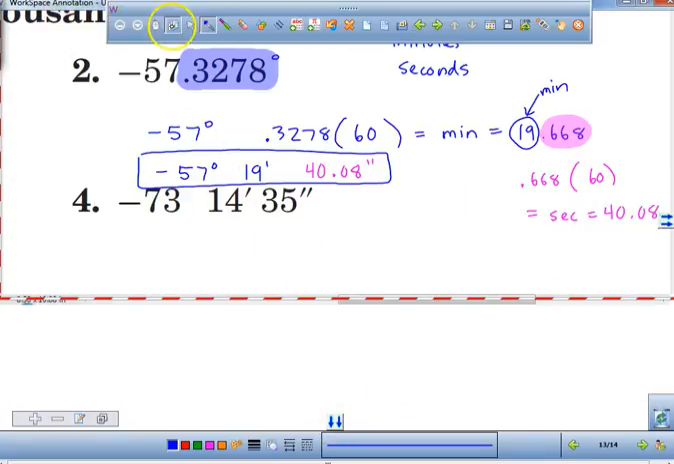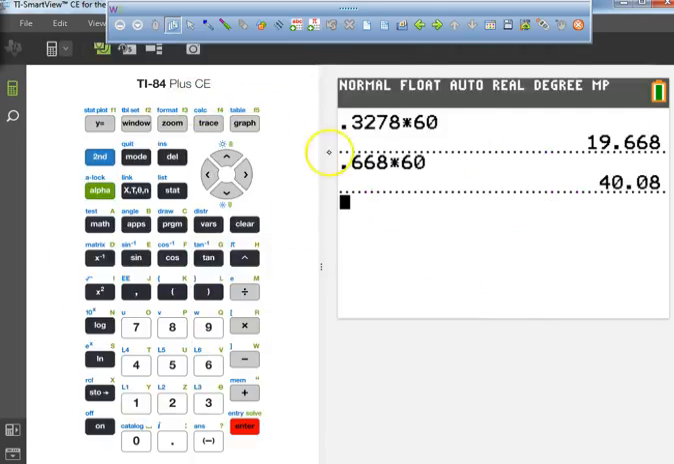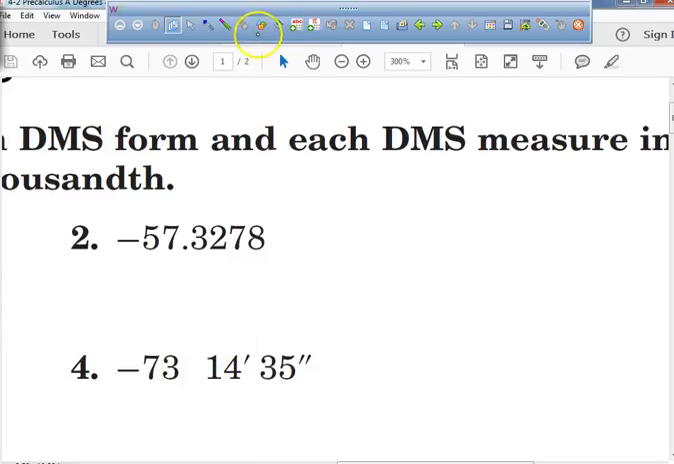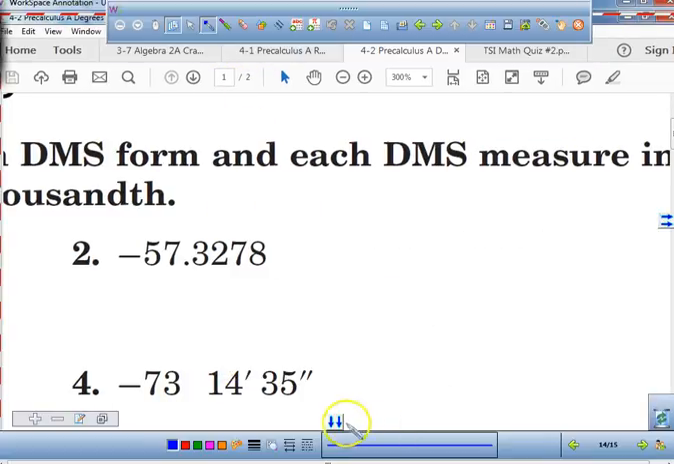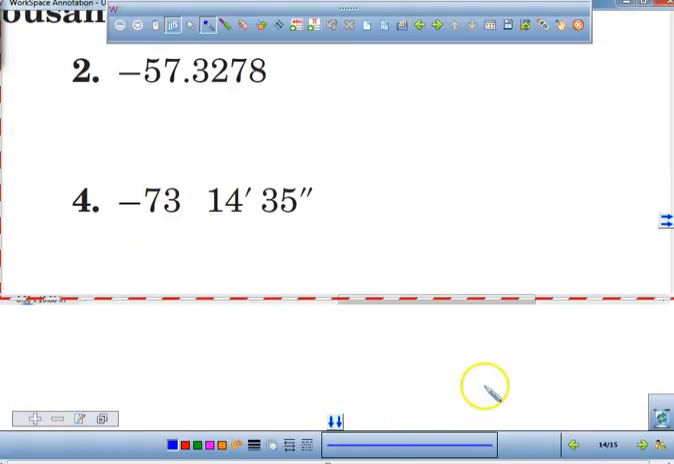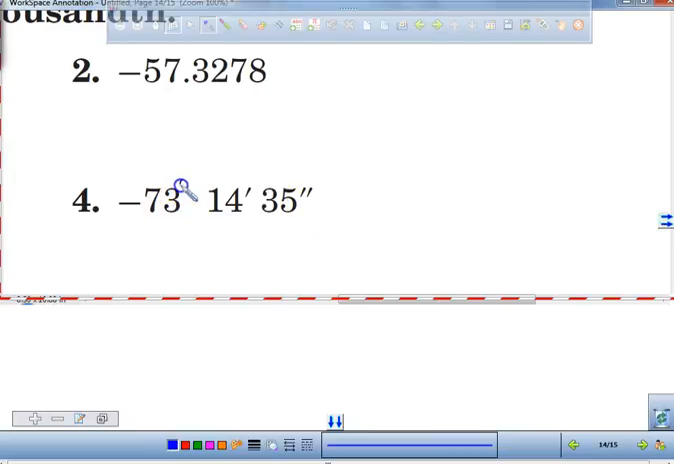Okay, the next thing we're going to do is problem number 4. So put problem number 4 in your journal. Now, by the way, this is negative 73 degrees, 14 minutes, and 35 seconds. We're going to change this to a decimal.